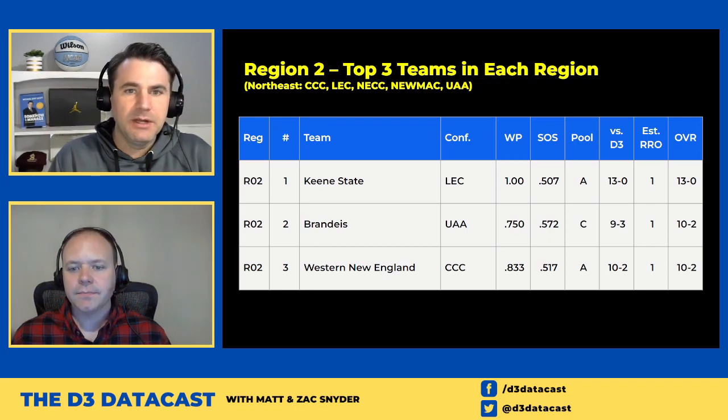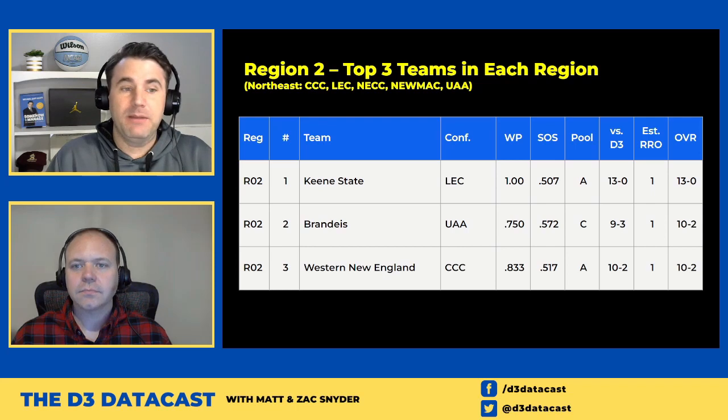Keene State looks like the class of this region. Their SOS could be problematic for them, though. They're undefeated, which is great. They really only have the one regionally ranked win, and I think that is Western Connecticut. They had some really impressive wins early in the season. If we remember, they beat Maryville, they beat Marietta. But neither of those teams right now look like they're slam dunks in the region.